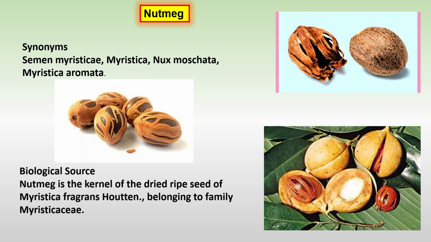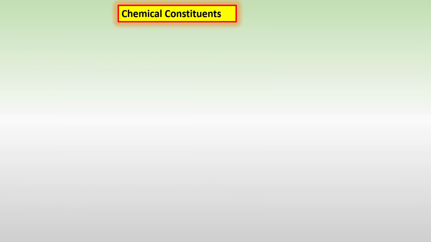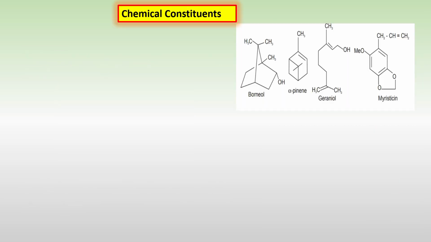Biological source: nutmeg is the kernel. The outer part is called mace. It is the kernel of the dried ripe seed of Myristica fragrans, Houtt. is the scientist name, belonging to the family Myristicaceae. Chemical constituents: borneol, alpha-pinene, geraniol, and myristicin are all present in the volatile oil constituents of terpenes.